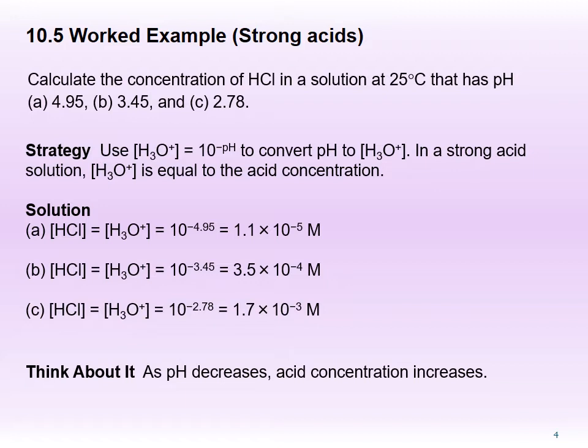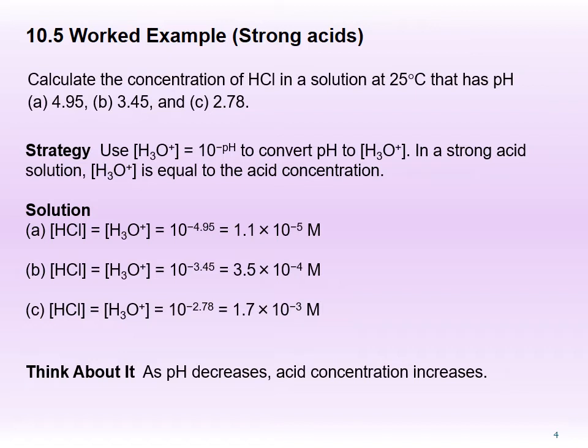This time around, we are given pH and are asked for HCl concentration. So we use the hydronium ion concentration formula, which is equal to 10 to the power of negative pH, to convert pH to hydronium ion concentration. In a strong acid solution such as HCl, the hydronium ion concentration is equal to the acid concentration.